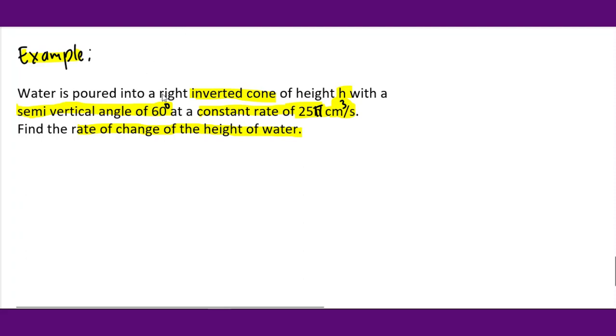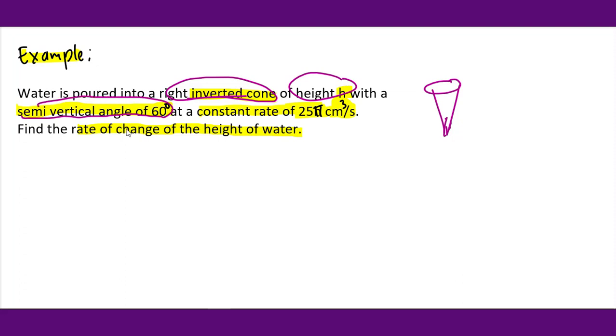So now this is an inverted cone. The cone is like this, with height h and a semi-vertical angle of 60 degrees here, at a constant rate of 25 pi. So rate refers to d over dt, and this is equal to 25 pi cm cubed per second.